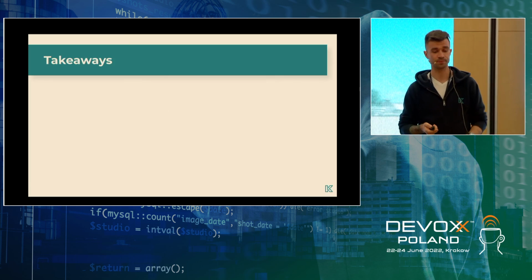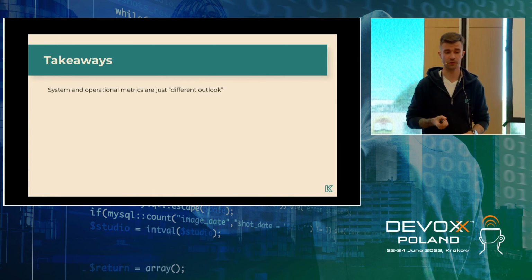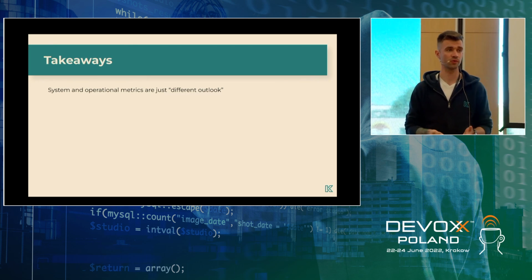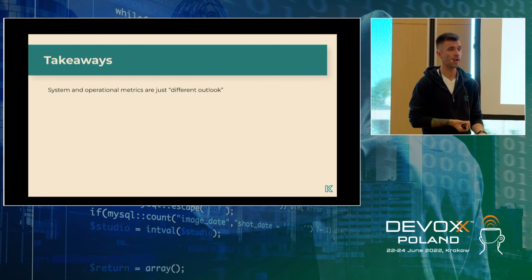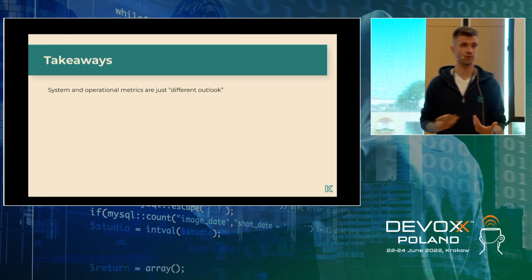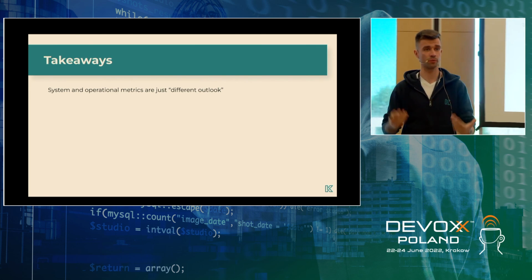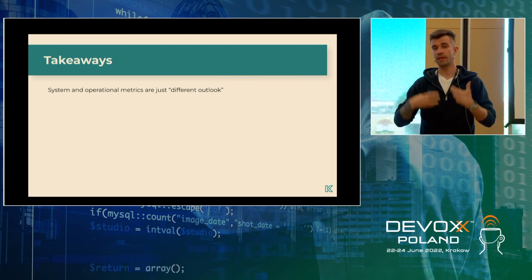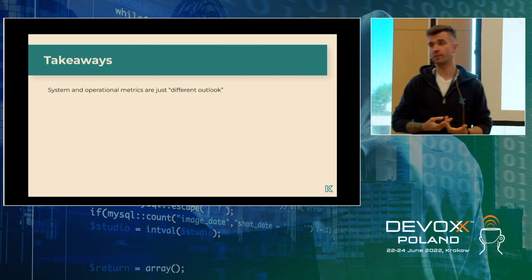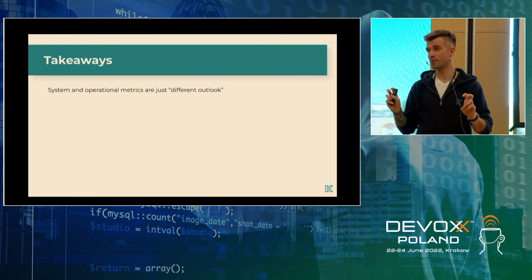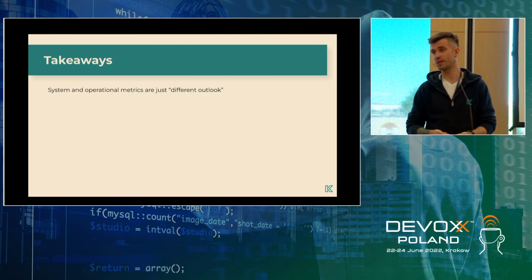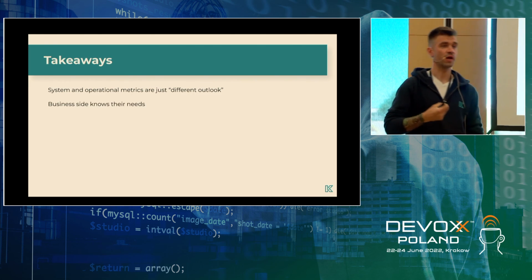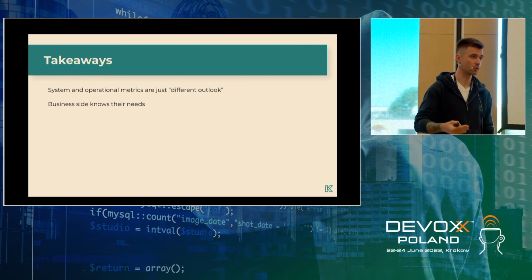So, takeaways, guys. First of all, system metrics and operational or business metrics are just different outlooks. If you are working with metrics right now, this kind of operational metrics can bring value to your company, to your support team, or even to yourself. They have a different outlook, maybe a different way of implementing, but the attitude is the same, right? You have some outage, some problem, and you need to do some RCA around it, and it helps you react faster, right?